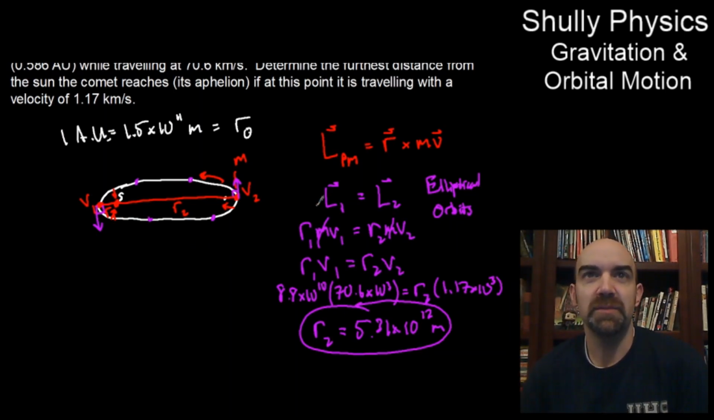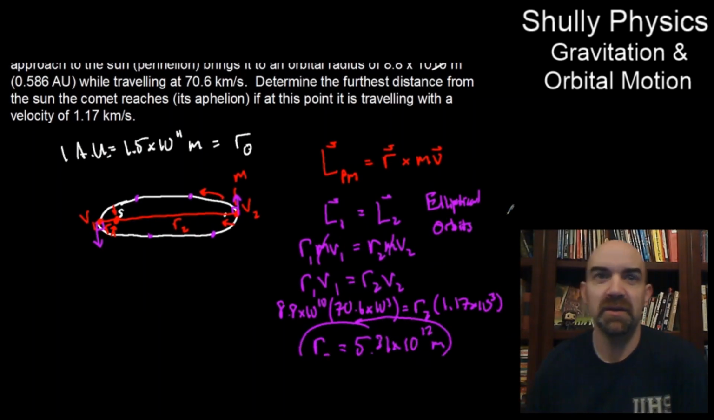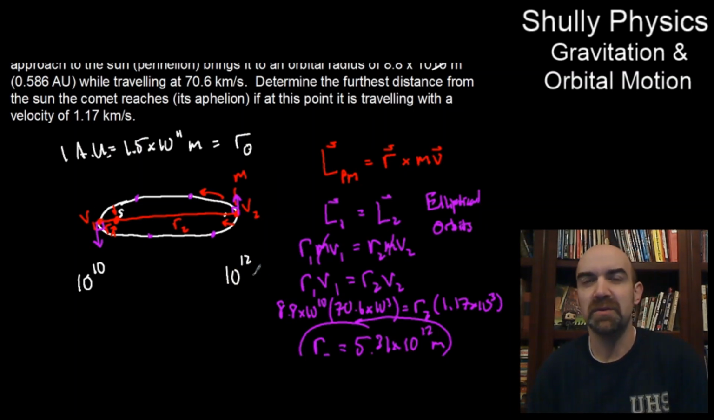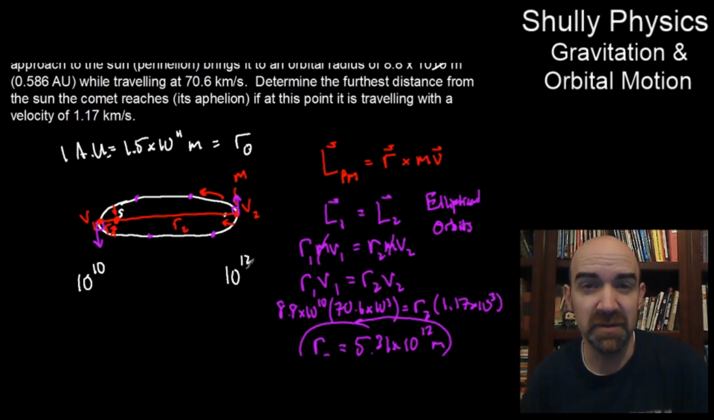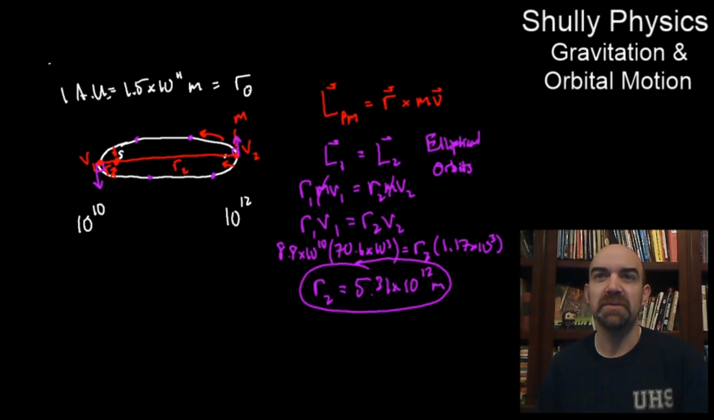All right, the closest approach was our 8.8 times 10 to the 10, and our furthest is 5.31 times 10 to the 12. So it's a little less than 100 times the distance. All right, there it is. Elliptical orbits, very easy. R1 V1 equals R2 V2. And that's the end of the program.